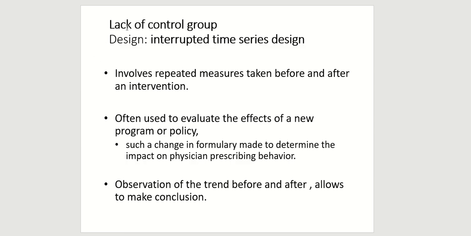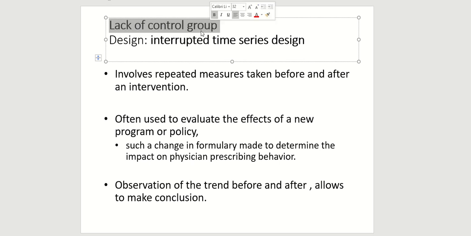If you lose the control group, you have something called time series, also known as interrupted time series, which involves repeated measures taken before and after the intervention, often used to evaluate the effect of a new program or a policy, such as a change in formulary made to determine the impact on physician prescription behavior. Observation of the trend before and after allows you to make conclusions. You have to make multiple observations before and multiple observations after, therefore the name time series.